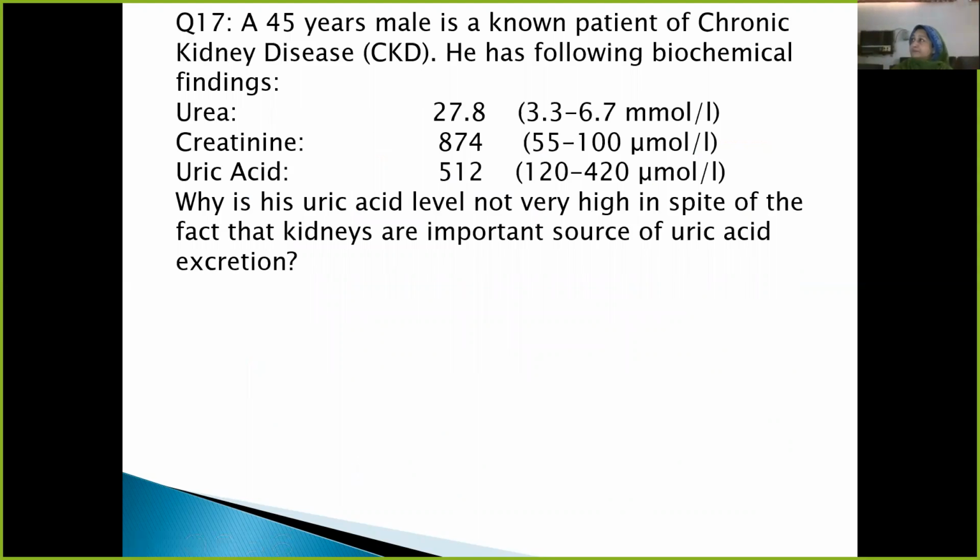Then 17. A 45-year-old male is known patient of chronic kidney disease. He has following biochemical findings. His urea is 27.8 millimoles, creatinine is 74 micromoles, uric acid 12. Why is his uric acid not very high in spite of the fact that kidneys are an important source of uric acid excretion?